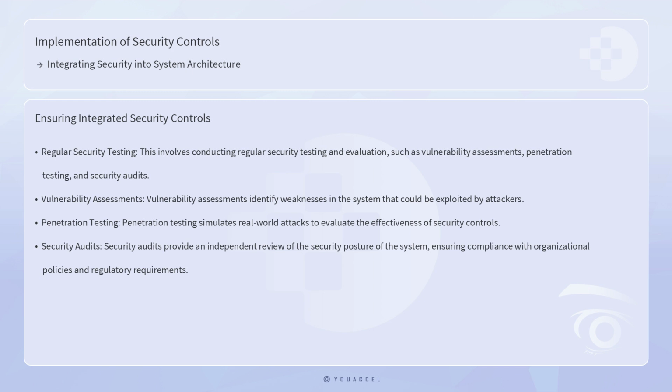In addition to implementing individual security controls, it is essential to ensure that these controls work together seamlessly within the system architecture. This involves conducting regular security testing and evaluation, such as vulnerability assessments, penetration testing, and security audits. Vulnerability assessments identify weaknesses in the system that could be exploited by attackers, while penetration testing simulates real-world attacks to evaluate the effectiveness of security controls.